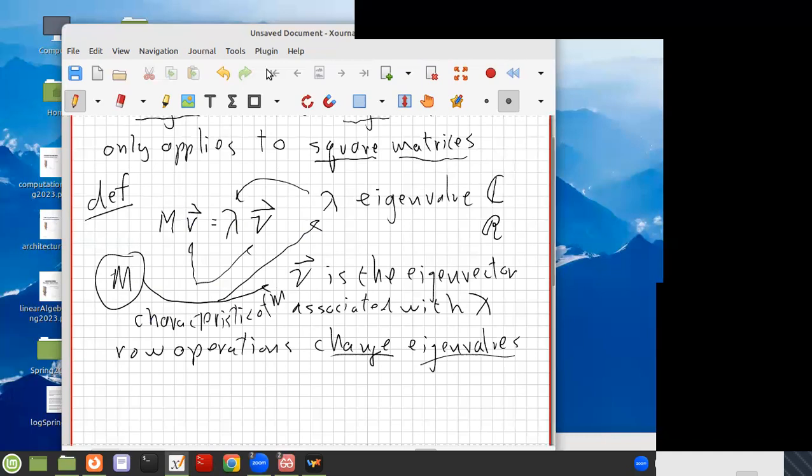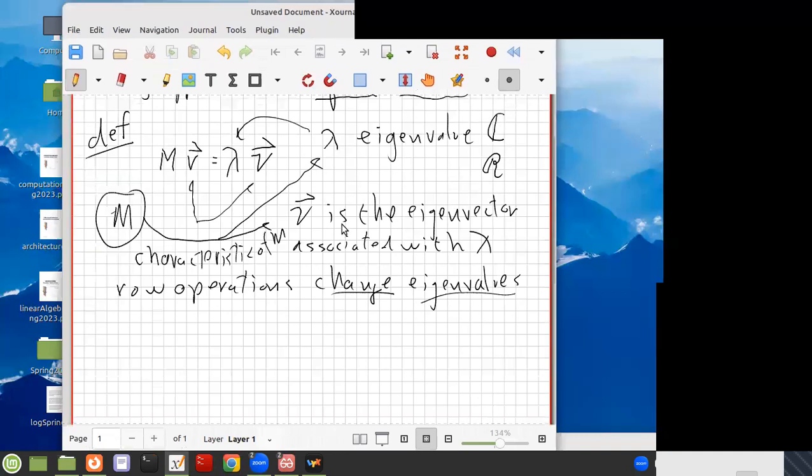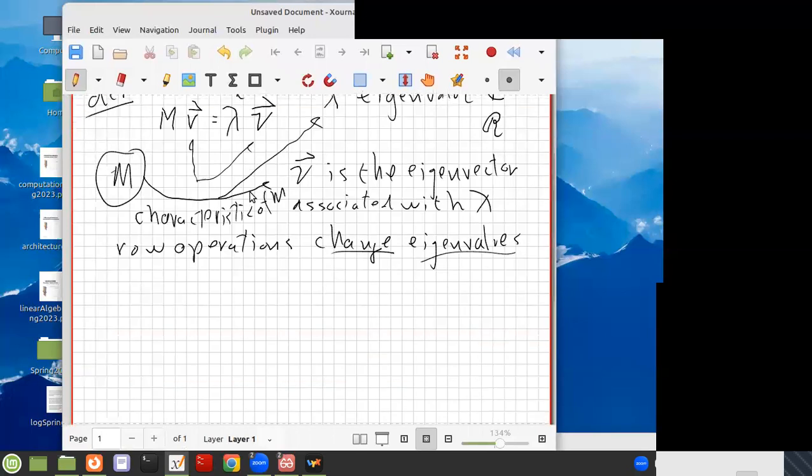Okay, so the question is then, how do we find the eigenvectors and eigenvalues? Here's a procedure, and at the beginning there's a little derivation.